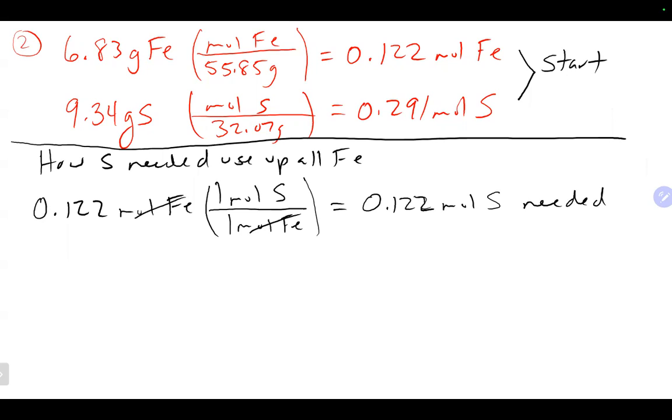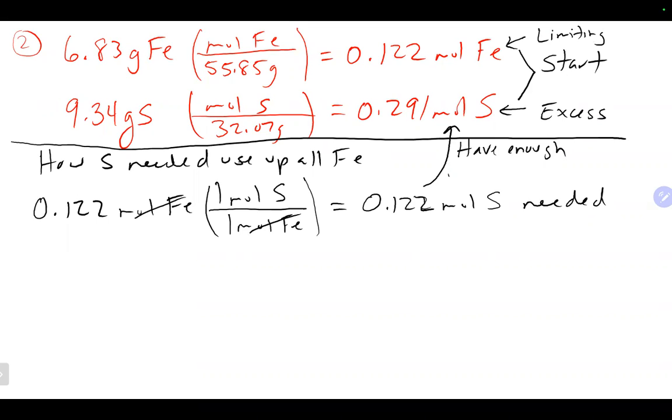This is the point where we look at how much sulfur we need to how much sulfur we're starting with, which is right above it. And do I have enough sulfur in this case? I do. I have enough, right? I only need 0.122 to use up all the iron. I am starting with 0.29 of it, which is more. So I have enough. That basically means that it is the sulfur, which would be my excess reagent. And by process of elimination, that means in this case, it is the iron, which is the limiting reagent. Any questions on how we determine that there?